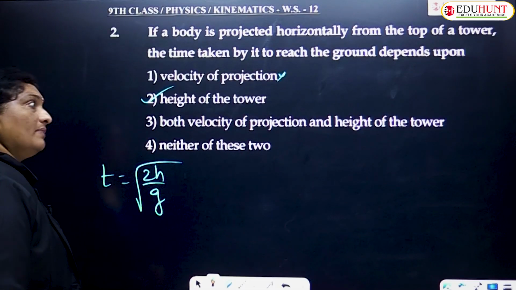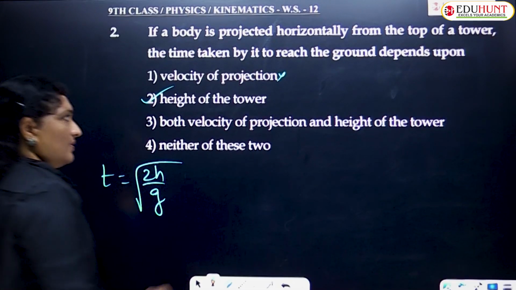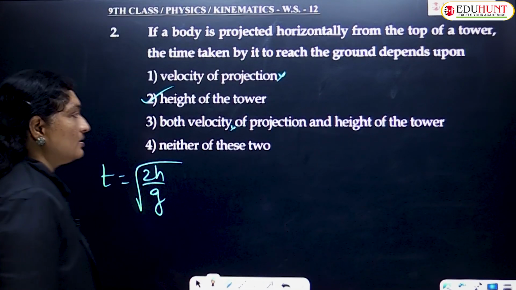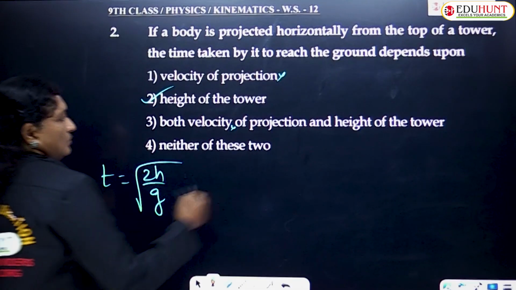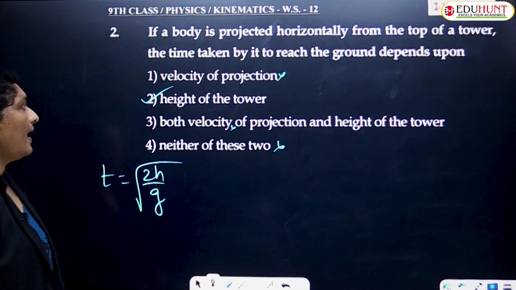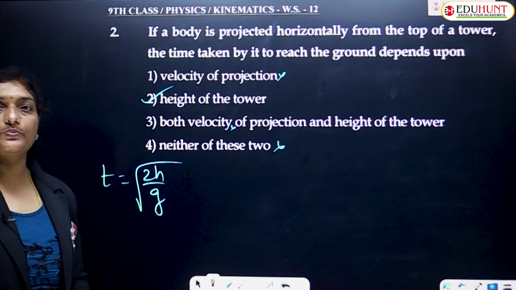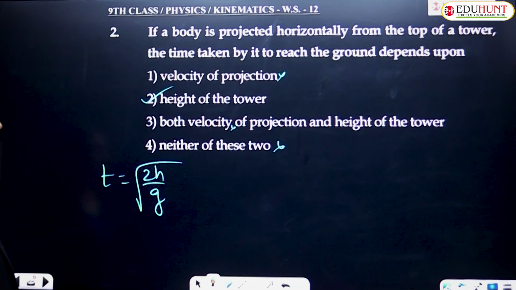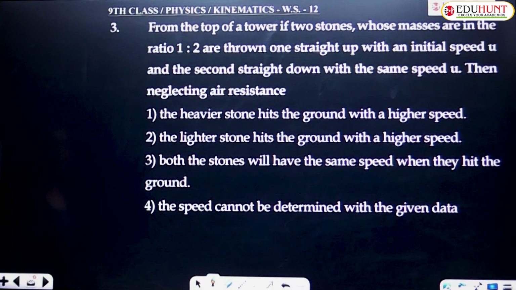Yes. Both velocity of projection and height of the tower? No, because velocity does not matter. Neither of the two? No. It depends on the height of the tower, definitely. Hence, the correct option is option number 2, height of the tower. Okay. Moving to the next question.